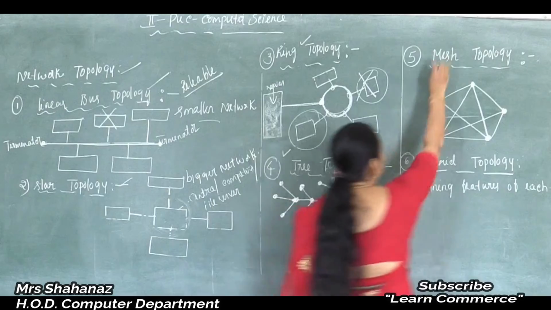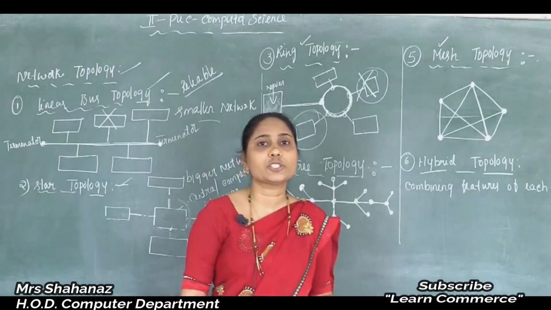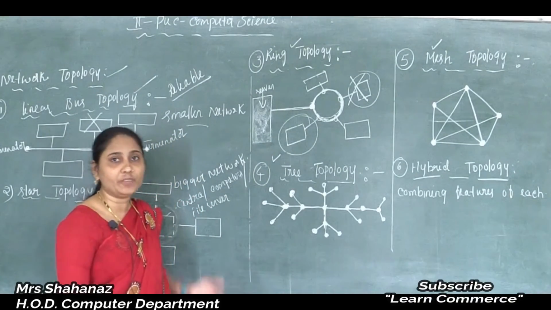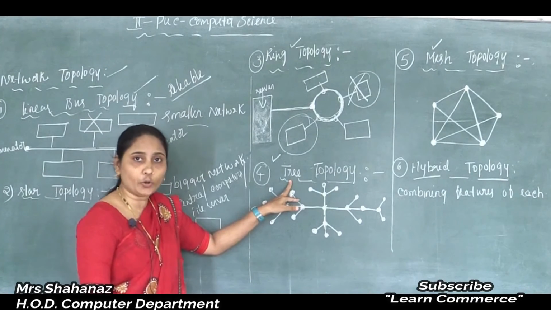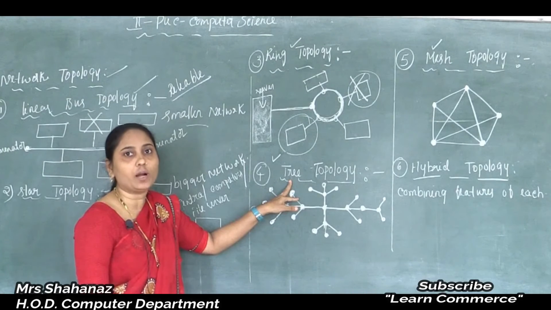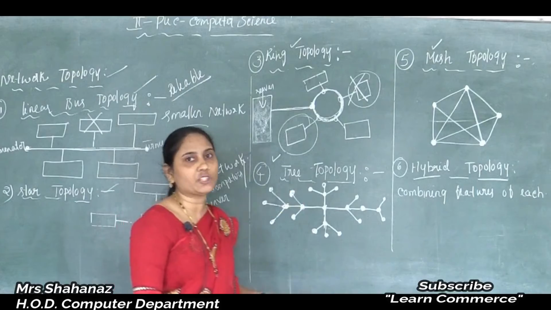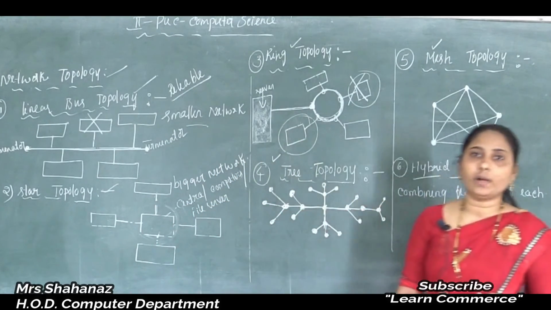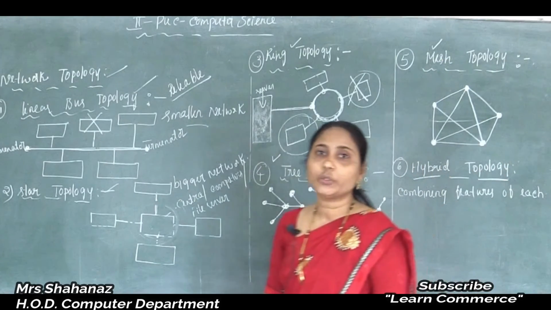Okay. Now the next one is our mesh topology. So what about the mesh topology? We know that lastly we completed the tree topology, which combines the characteristics of our linear bus as well as the star topology and allows for the expansion of an existing network. After knowing some points about the tree topology, the next topology is called the mesh topology.